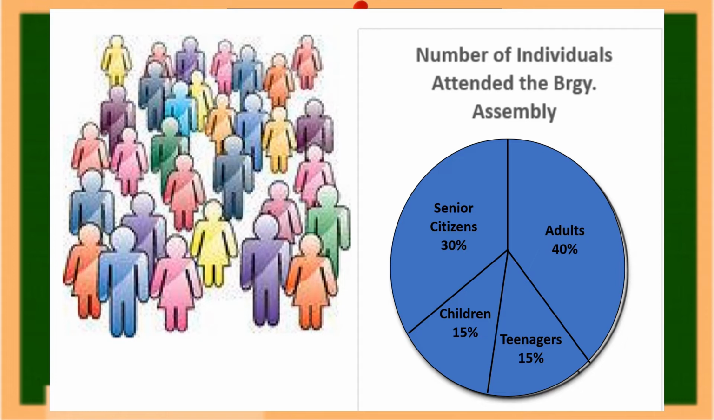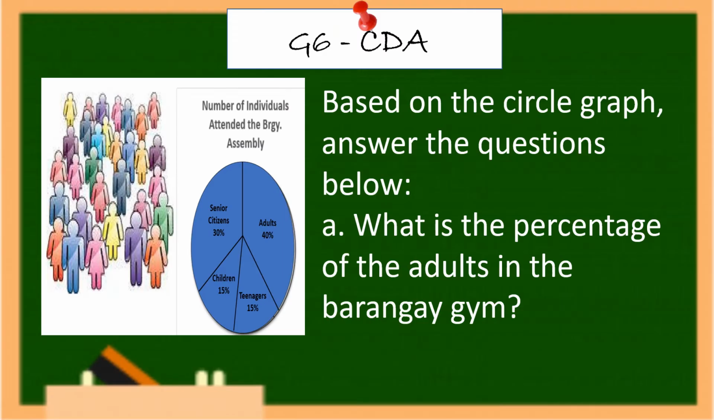How about the percentage of children, teenagers, senior citizens? Which group of individuals in the barangay gym has the biggest number? If you are a resident of Barangay Sikat, will you attend the assembly? Why or why not? Look at the figure: number of individuals who attended the barangay assembly. Based on the circle graph, answer the questions below.